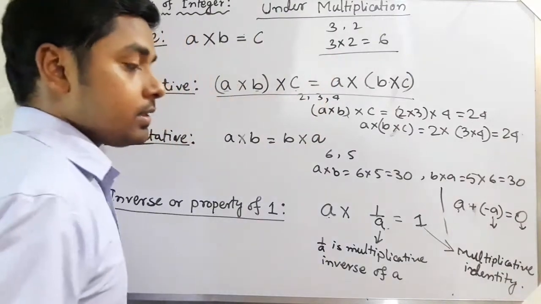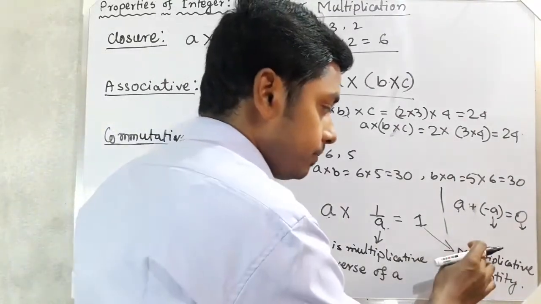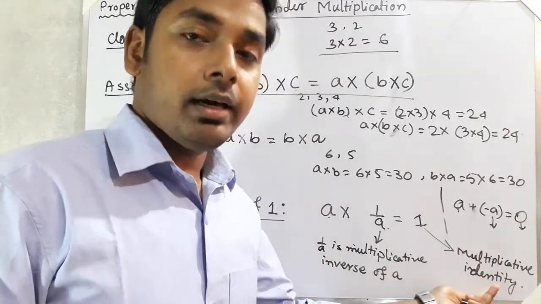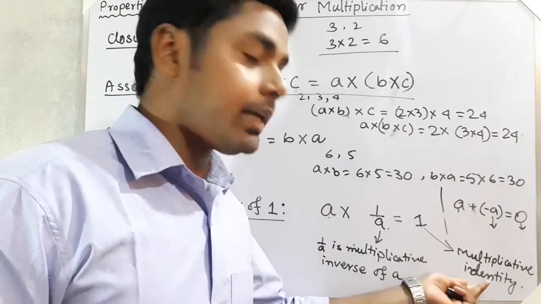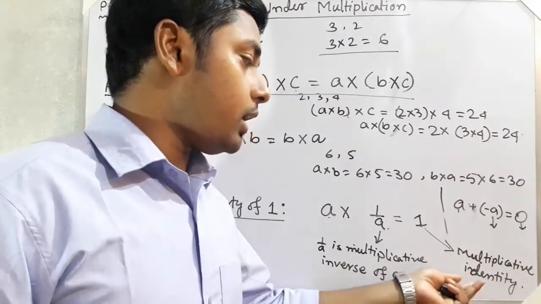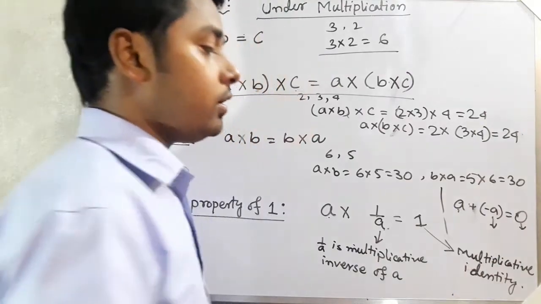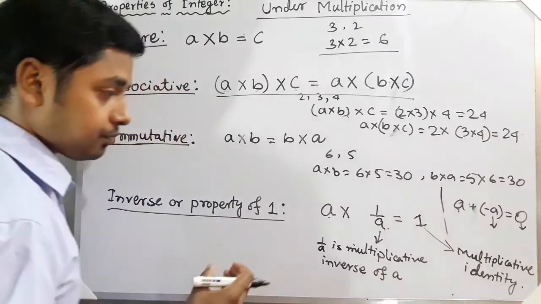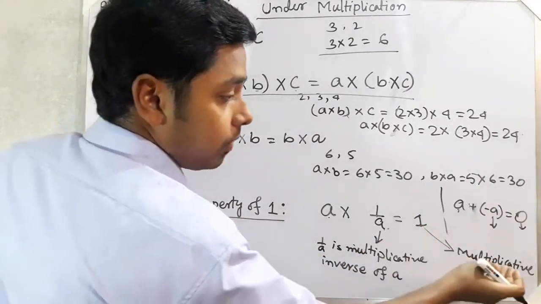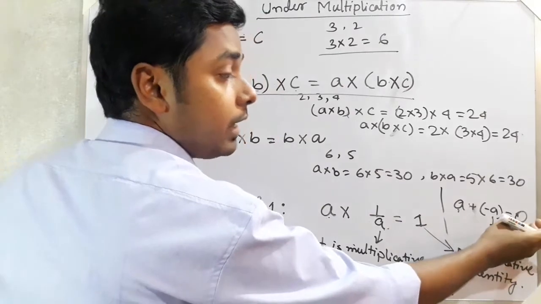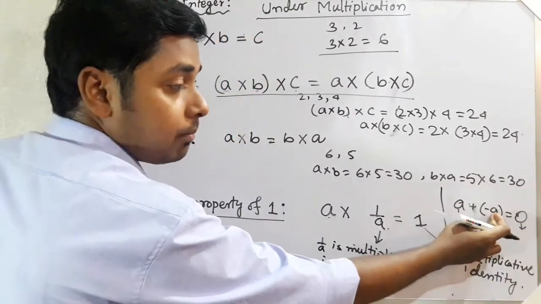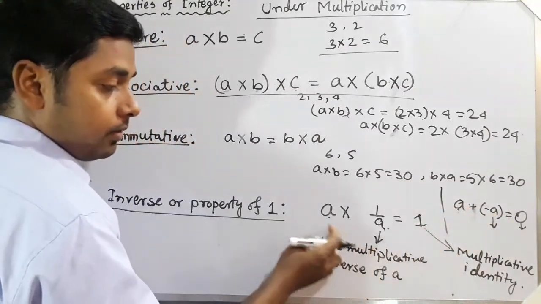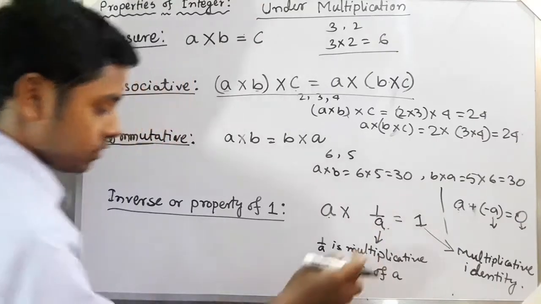Sometimes you can't understand my handwriting, so I used to tell everything whatever I'm writing here. Then you can note down all the things according to my talking. Okay, so 1 is what? 1 is multiplicative identity, and 0 is what? Additive identity, and minus a is what? Inverse element, additive inverse of a, and 1 by a is what? Multiplicative inverse. So take another example.